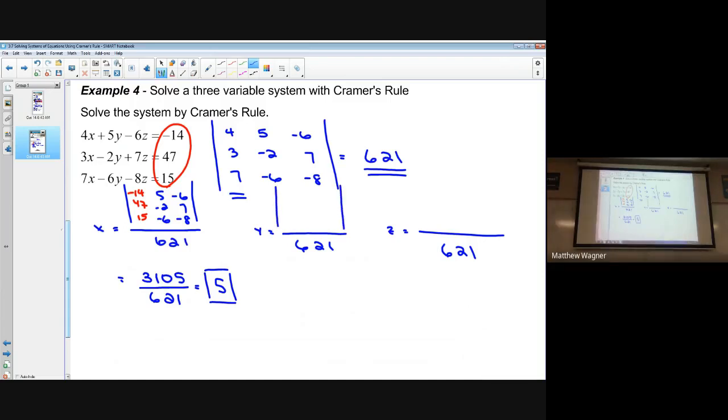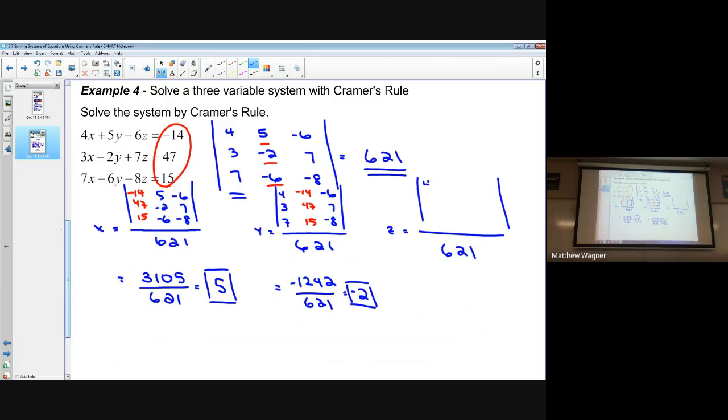All right. According to Cramer's rule, if I'm looking for the Y's, I'm going to swap out my Y column. So I'm not going to use my Y's. I'm going to use the answers, which are negative 14, 47, and 15. That's the column I swap out. I leave the original X and Z coefficients in there. And again, just like before, I'm welcome to use my calculator to figure out the determinant of the top. I wind up with negative 1,242. I divide by 621, and I'm going to wind up with an answer of negative 2 for Y.